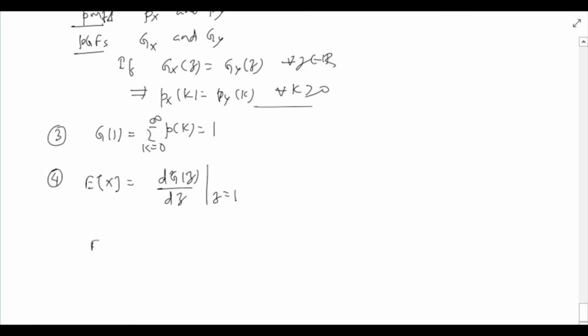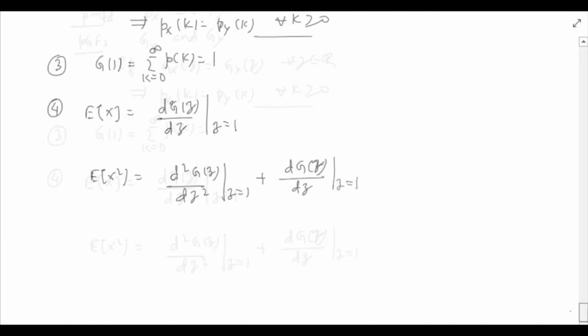It turns out that the second moment of X, that is the expected value of X square, equals the second derivative of the PGF evaluated at z equal to 1 plus the derivative of the PGF evaluated at z equal to 1.